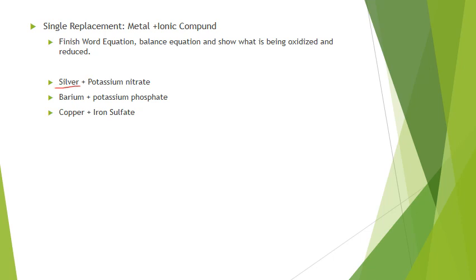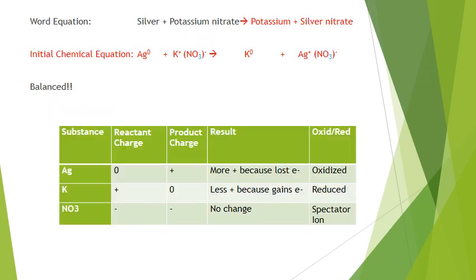So what we need to do is, I'll give you the reactants. You need to finish the word equation, balance the equation, and show what is being oxidized. So let's do the first equation, which is silver plus potassium nitrate. All you have to do is swap the names. So silver replaces potassium. Potassium comes out. It doesn't matter how you say it. You could have said silver plus potassium nitrate yields silver nitrate and potassium.